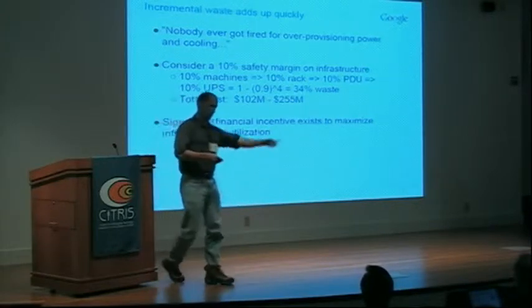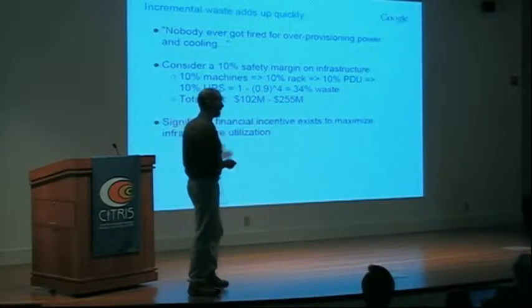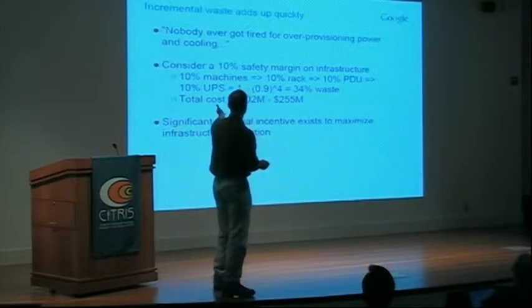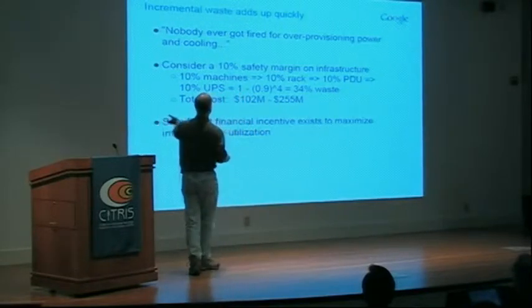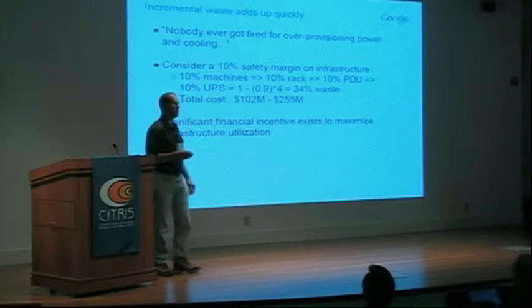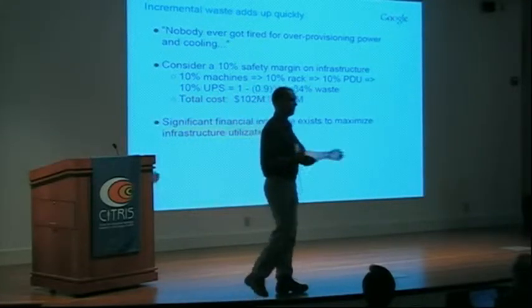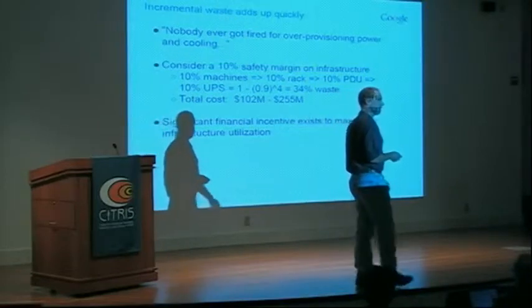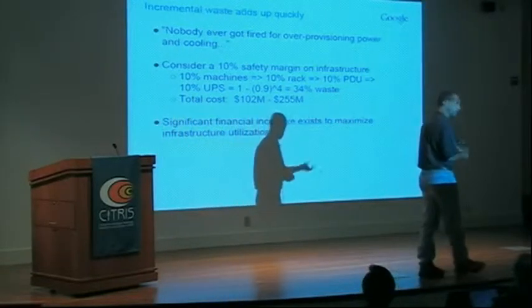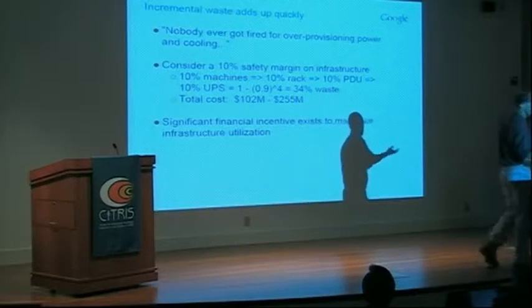Nobody ever got fired for over-provisioning power and cooling. Well, it actually starts mattering, right? So a 10% safety margin on infrastructure, you now just lost $200 million, that just cost you, right? So the more safety margin you get rid of, you're a little bit unsafe, but you're a lot cheaper. That's the half and half game.